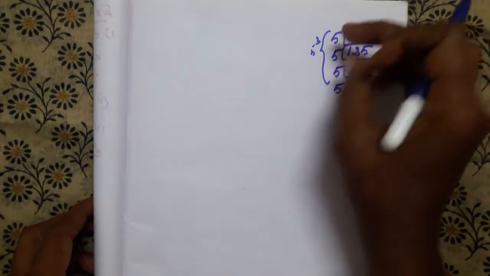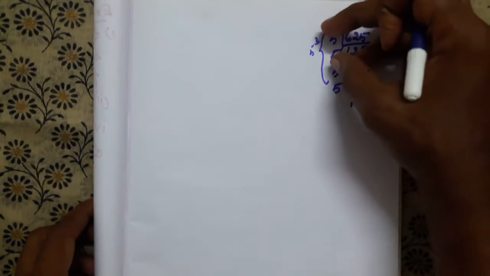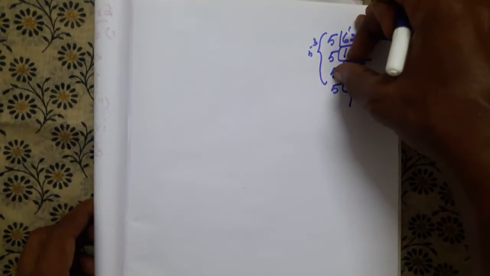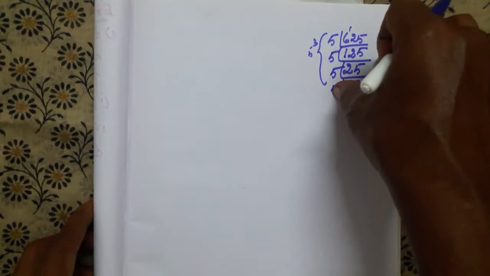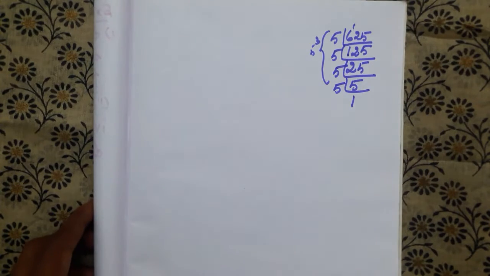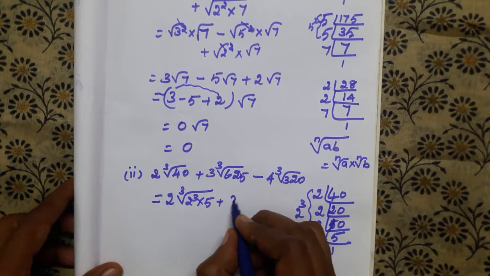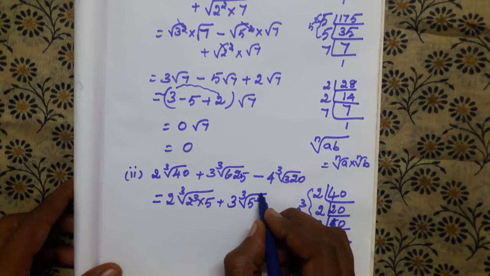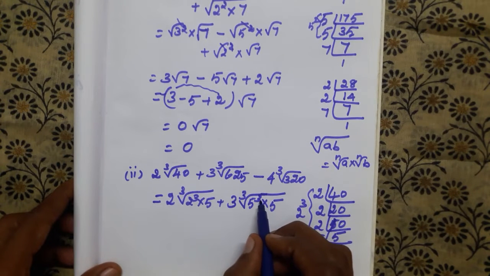We can write this. Why? The order is 3. So we have to write three 5s together. So 5 into 5 into 5 is equal to 5 cube. This 5 we have to write simply. So we can write 3 into cube root of 5 cube into 5.